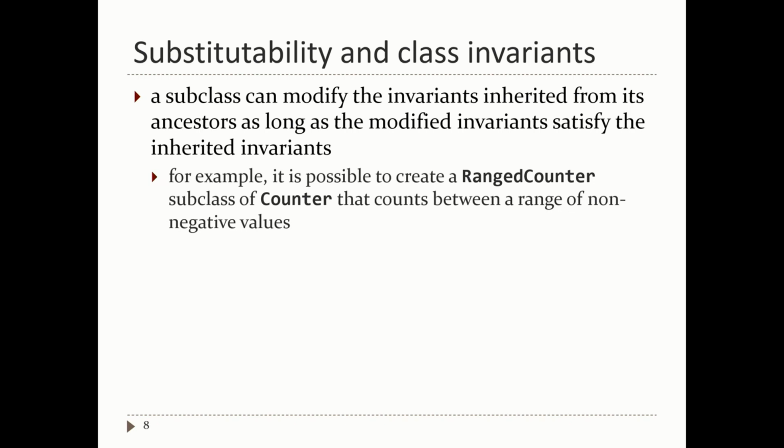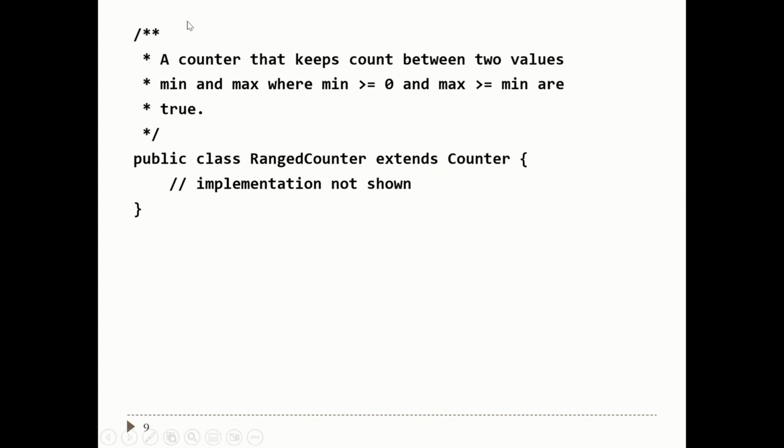Okay, so if your superclass has invariants, that doesn't mean that the subclasses have the exact same invariants. The subclasses can modify the invariants as long as the superclass invariants are still respected. For example, I can make a RangeCounter class, and a RangeCounter counts between a range of non-negative values. So I can make a RangeCounter that counts between 5 and 10, for example. So I can change the invariant now. A RangeCounter has the invariant that the value is always between min and max.